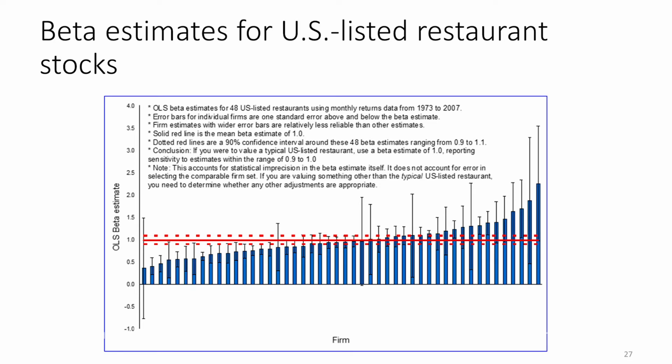So if your task was to estimate the systematic risk of California Pizza Kitchen, you would not rely only upon this stock. You would rely upon a set of comparable firms. A useful place to start would be a set of US listed restaurant firms. So I compiled beta estimates for 48 US listed restaurant firms using monthly data from 1973 to 2007, which had an average beta estimate of 1.0, as illustrated in Figure 7.